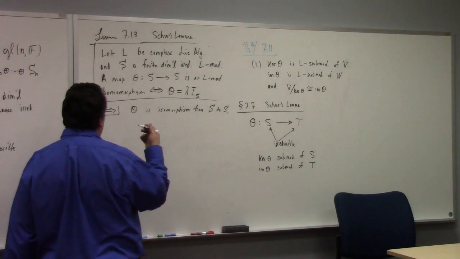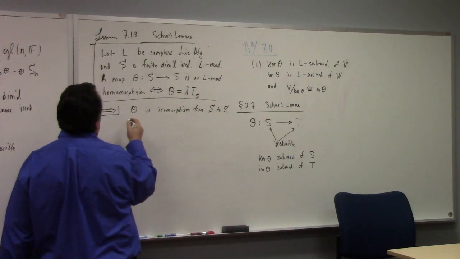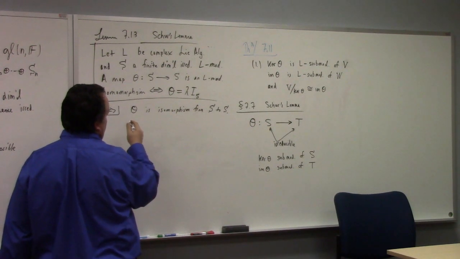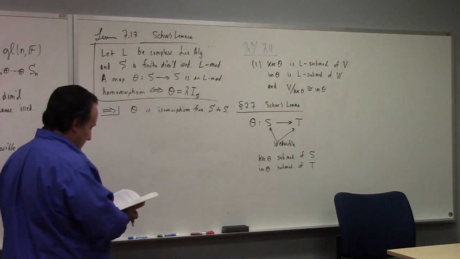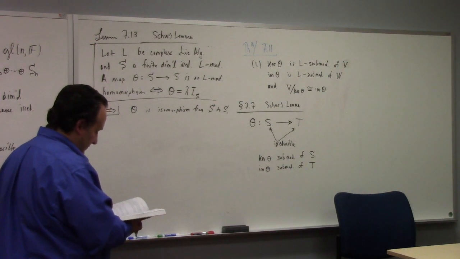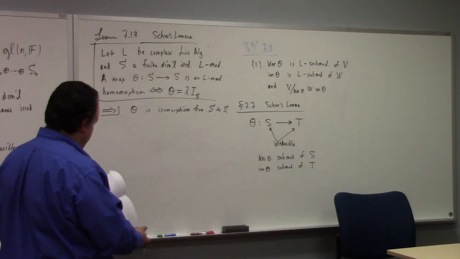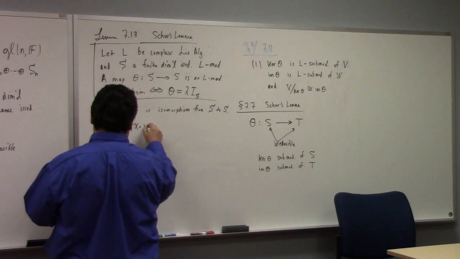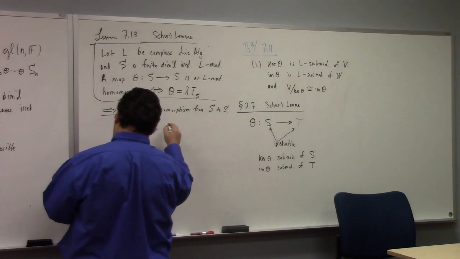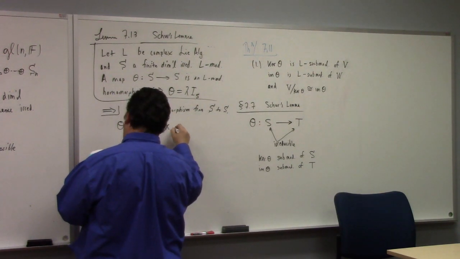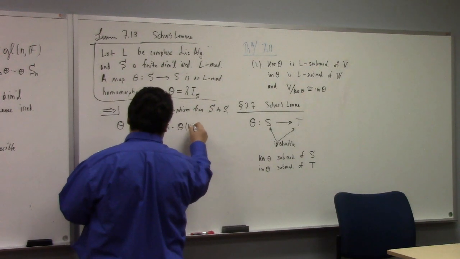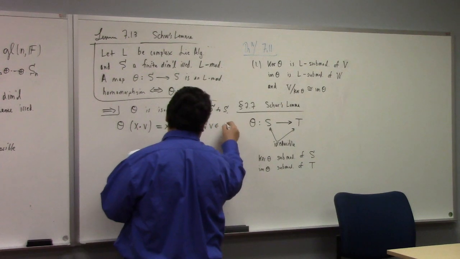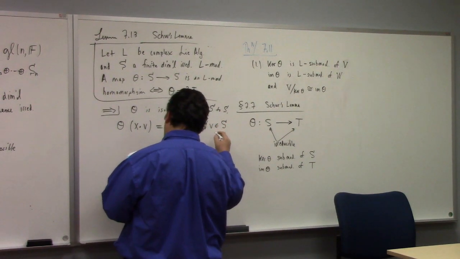How's it go? Goodness gracious, Audric, I'm blanking here. I erased what I need to write down. I guess I just have to look back. So we have that theta of x dot v is equal to x dot theta of v, for all v in S and x in L.